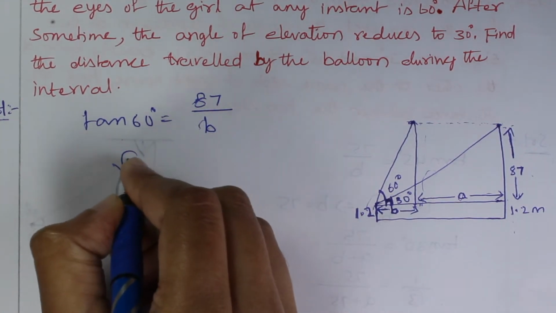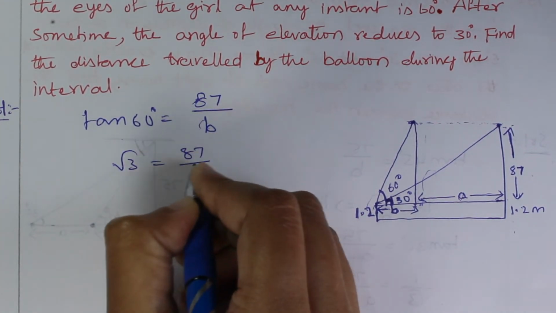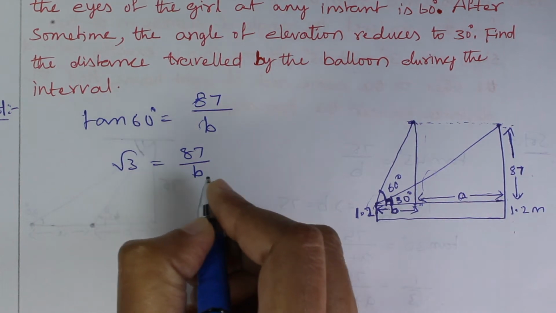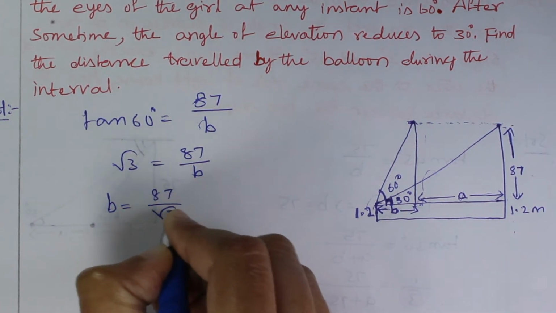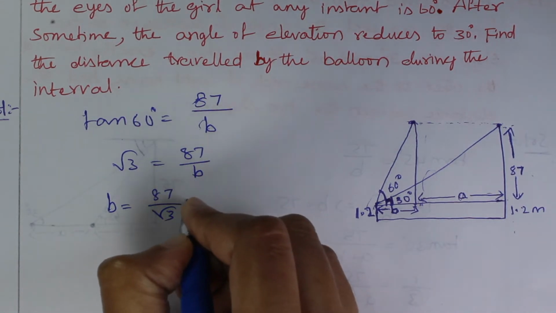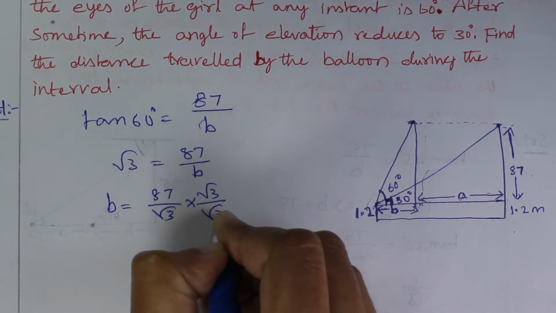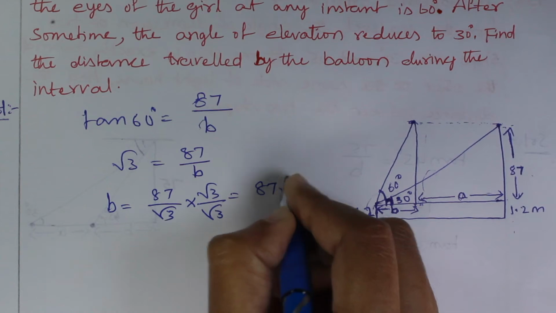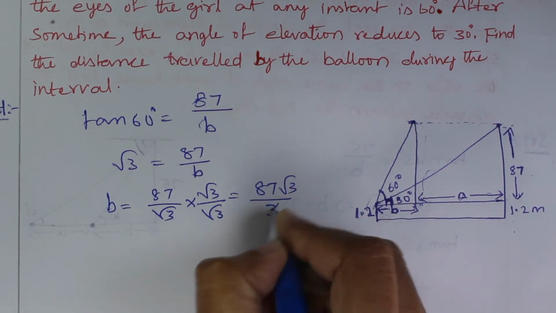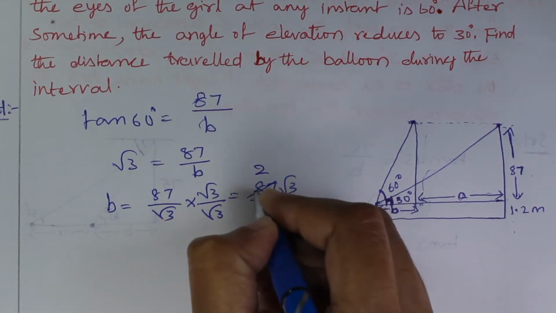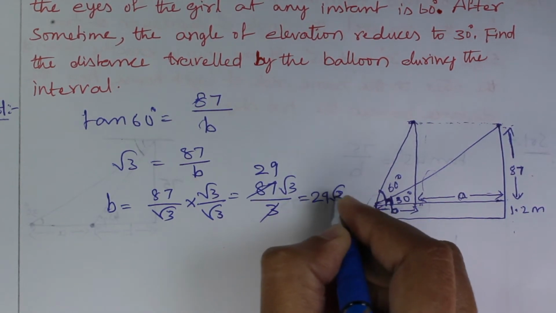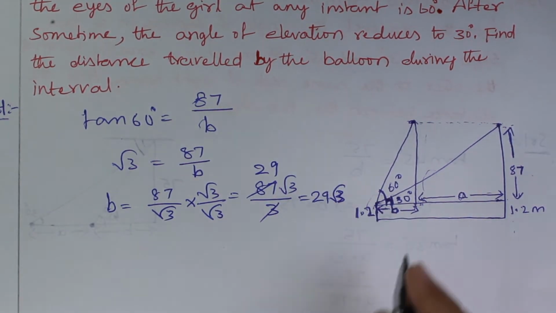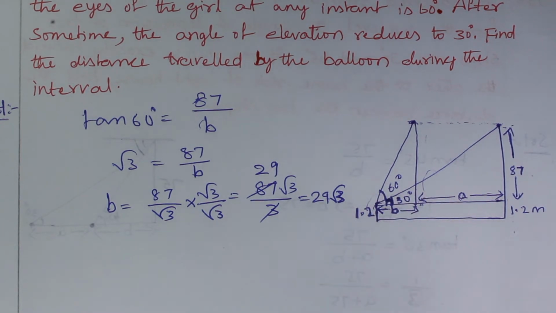Tan 60 degrees is root 3. Root 3 is equal to 87 by B. B is equal to 87 by root 3 meters. So I will multiply numerator and denominator with root 3. That becomes 87 root 3 by 3 meters. 3 ones are 3, 3 twos are 6, 3 nines are 27. That is equal to 29 root 3 meters. Okay, I got the value of B as 29 root 3 meters.